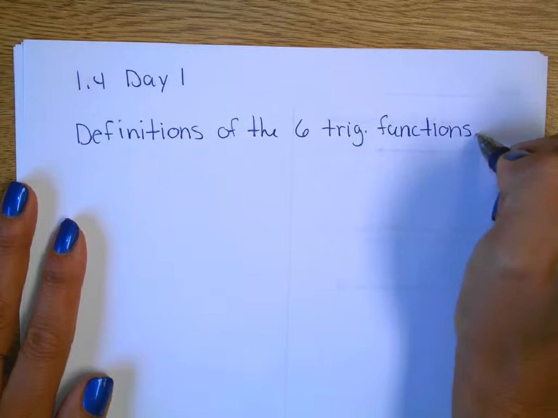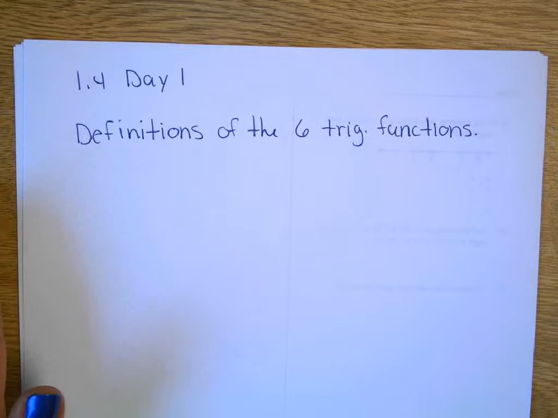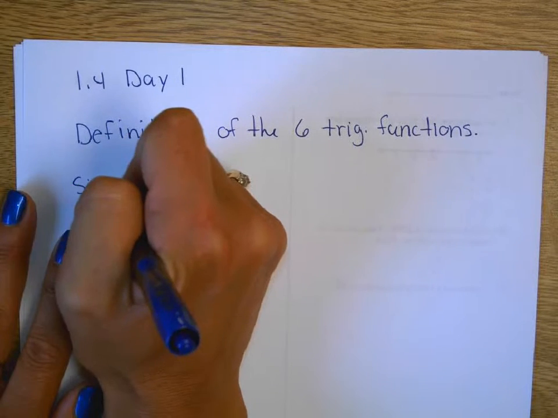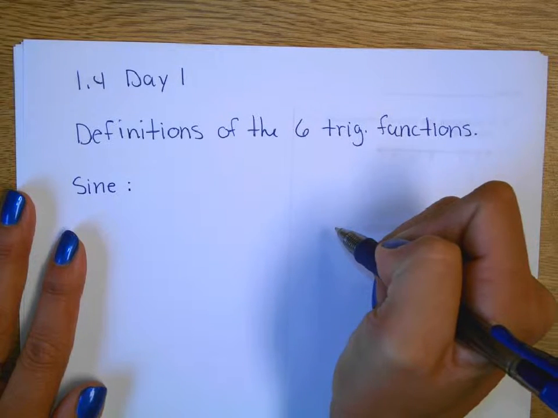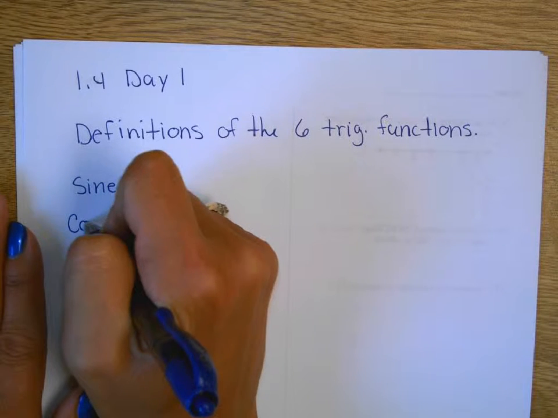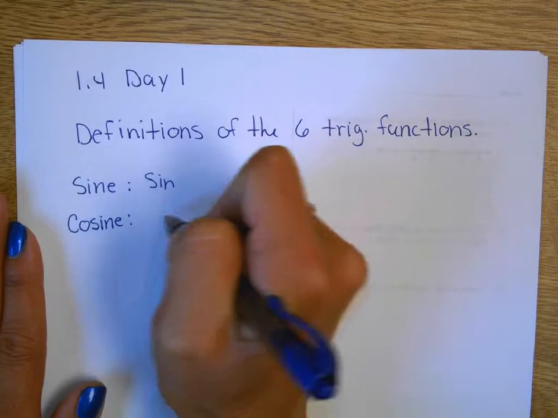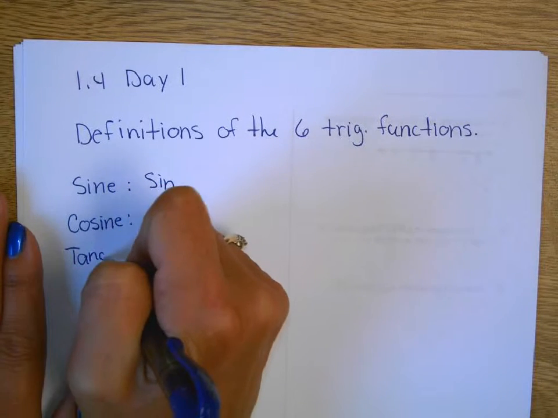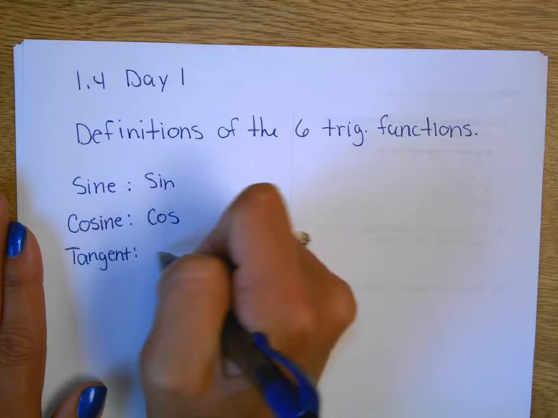Okay, back in geometry, we talked about 3 of the 6 trig functions. Do you remember what they were? SOHCAHTOA. What did the S stand for? The sine, cosine, and tangent. That was 3 of the trig functions. There are actually 6 of them. So you remember sine. How did we abbreviate sine? S-I-N. Cosine, C-O-S, and tangent, T-A-N.